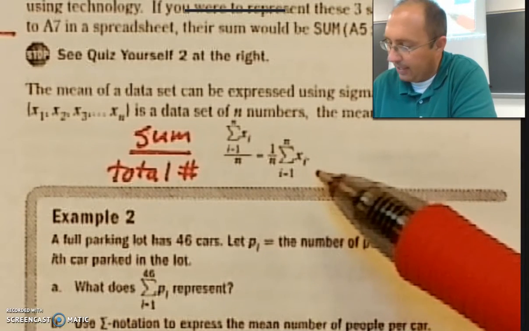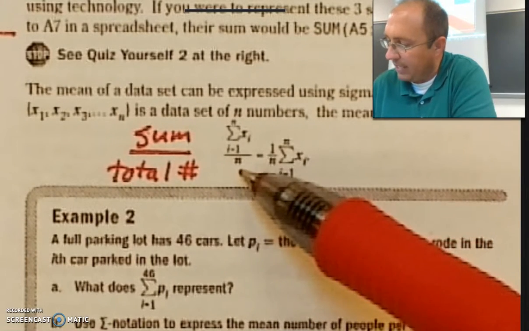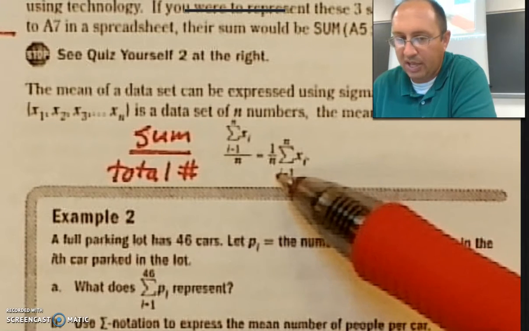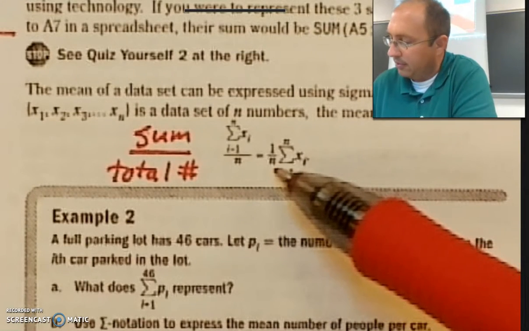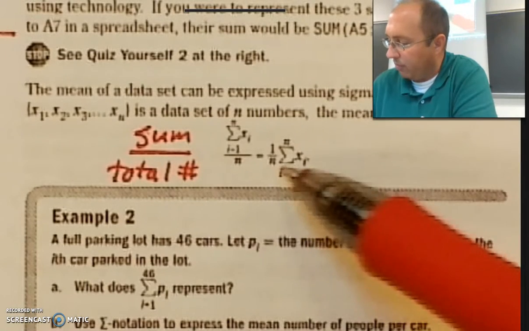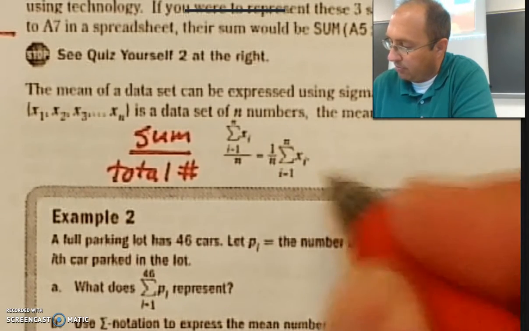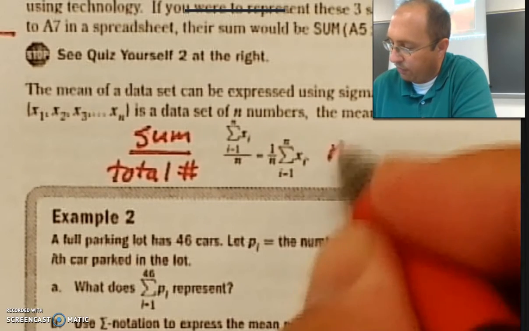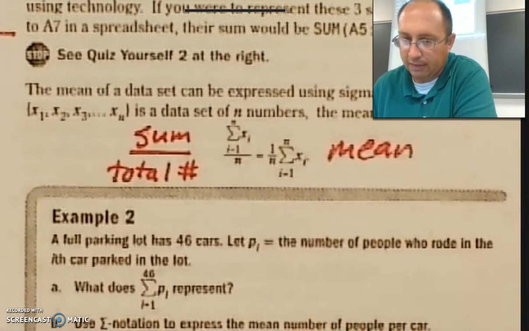Another way to write that is, instead of saying dividing by n, they said multiplication by the reciprocal. That's an idea from junior high there. Dividing is the same as multiplying by the reciprocal. So these two things mean the same thing. They are just a fancy way to say the mean.